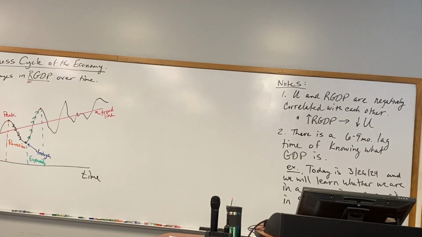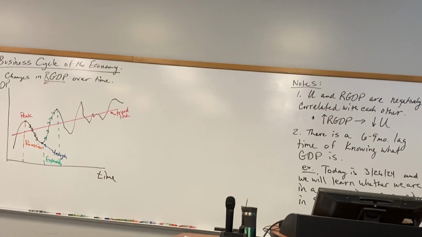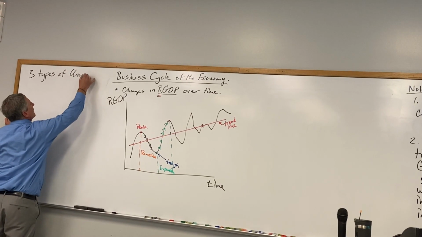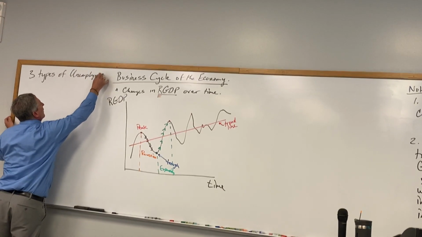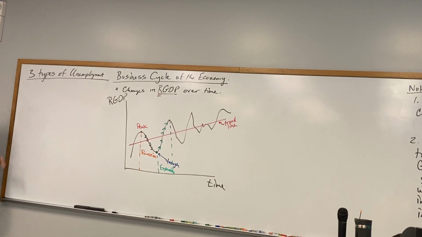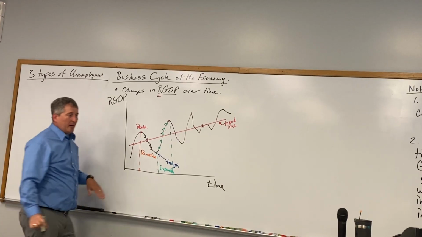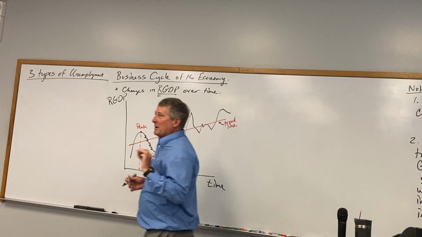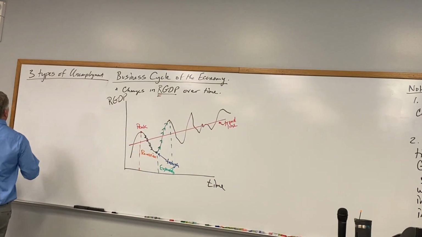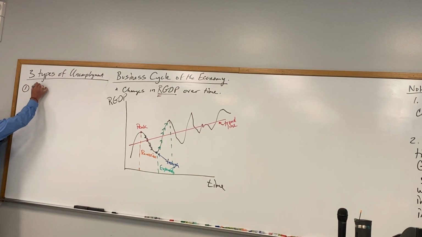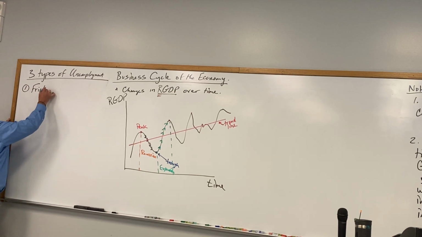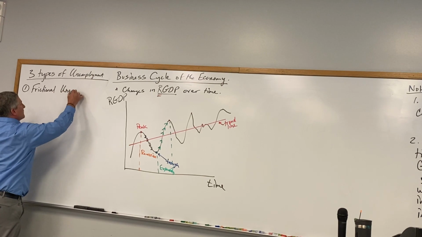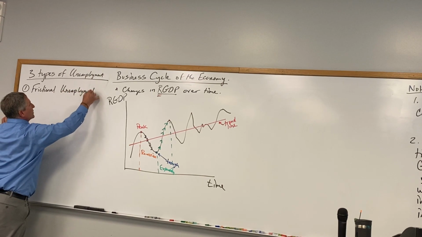All right, so we have 3 types of unemployment. And these really relate to things we were talking about already on why people are unemployed. We're going to define them into 3 categories. So number 1 is called frictional unemployment.